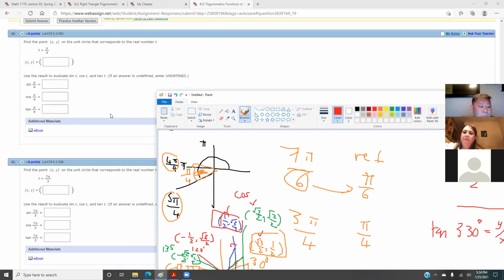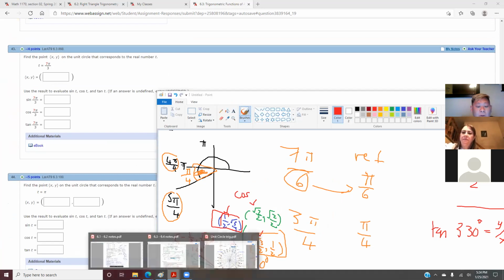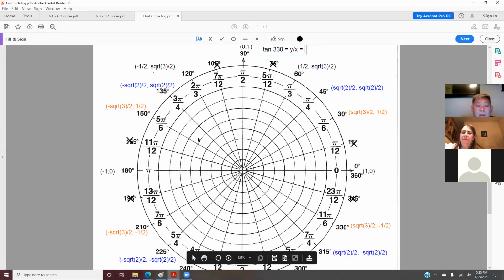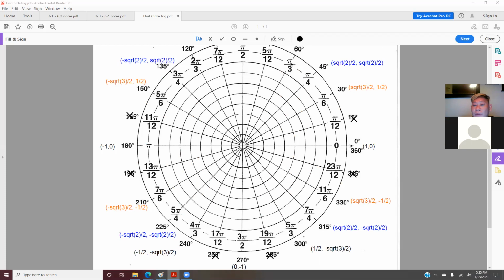Questions you guys have? So yes, I will post like 7 pi over 3. You just need to look at 7 pi over 3. Where was 7 pi over 3? So you have to go circles around. In order to do 7 pi over 3, this is pi over 3.